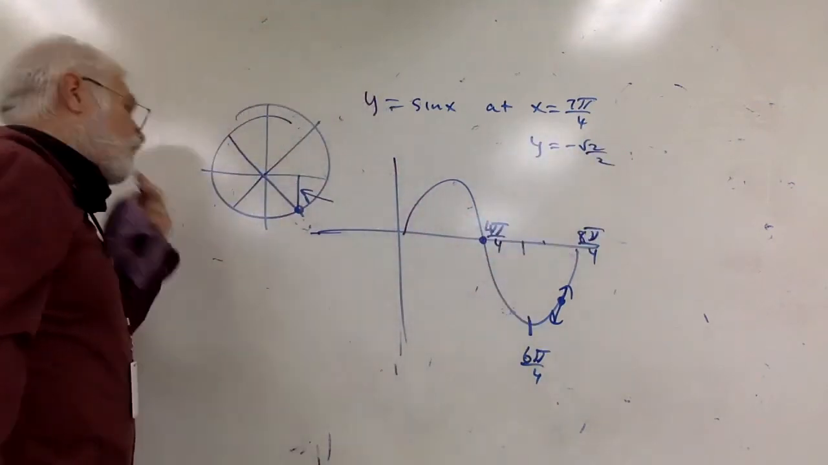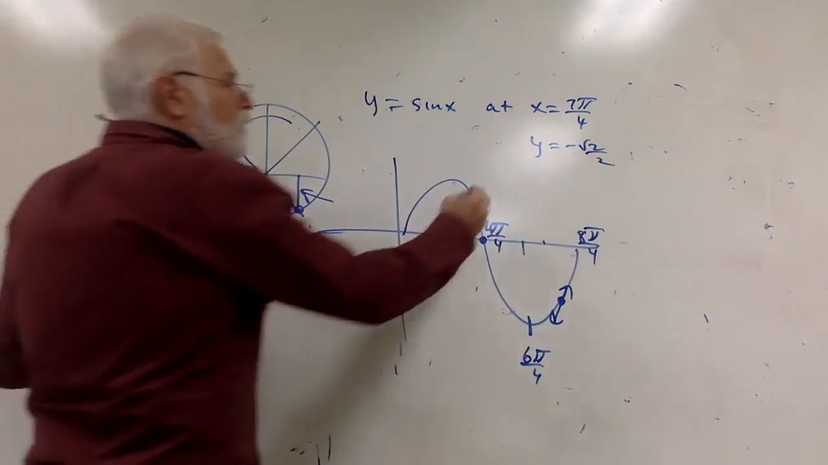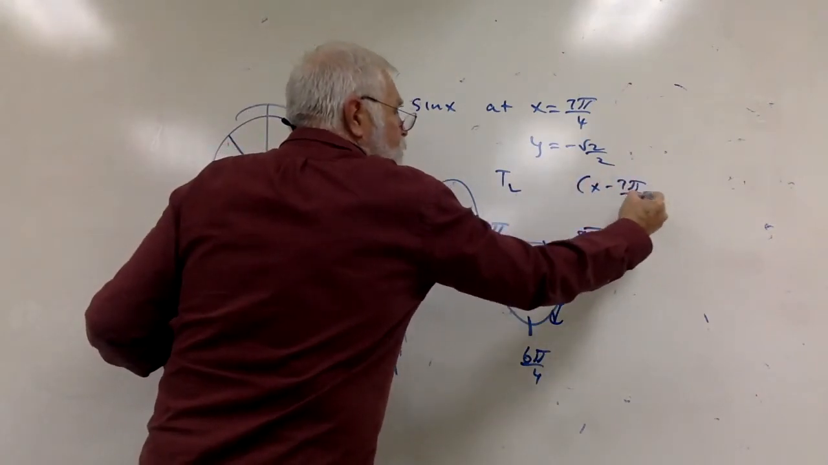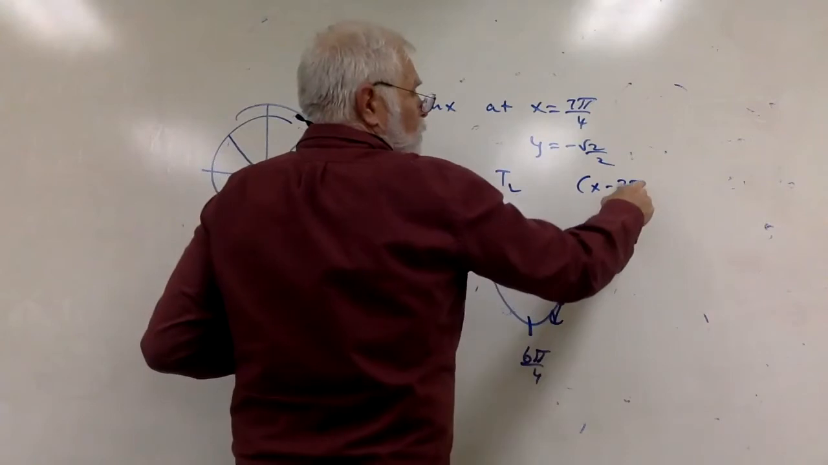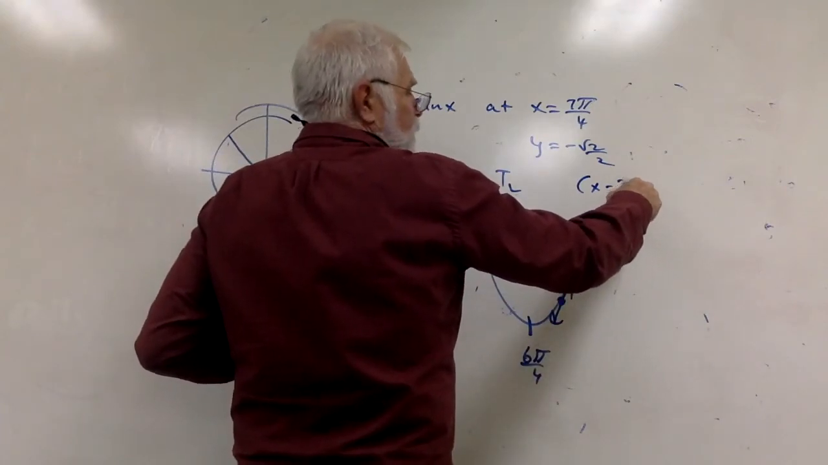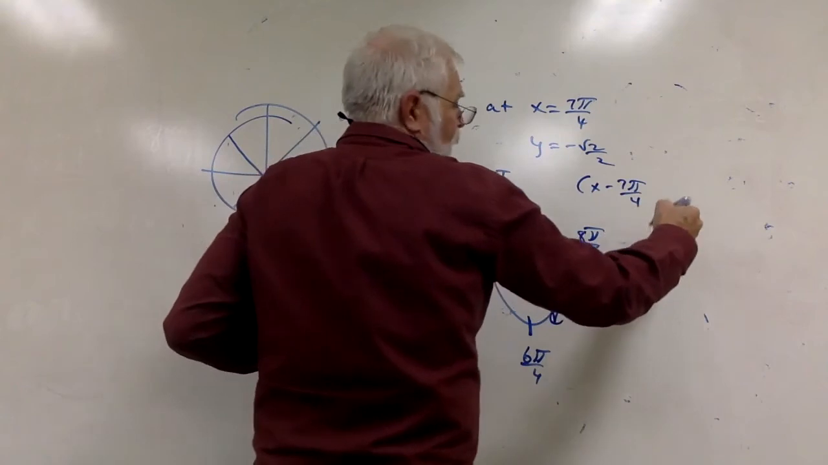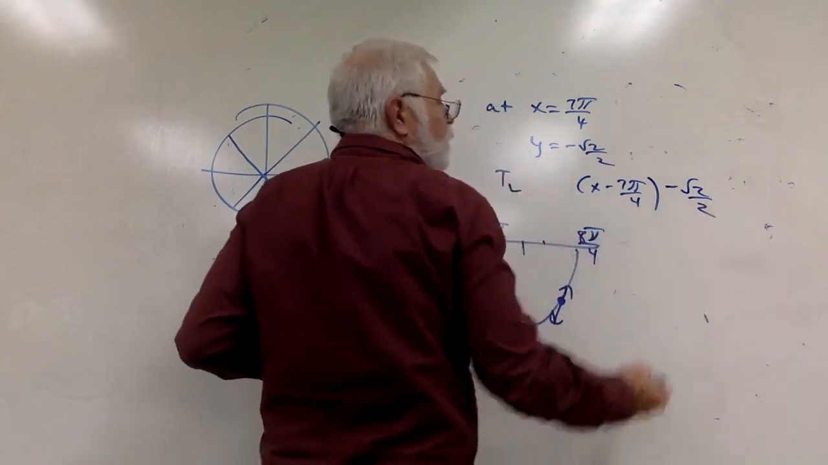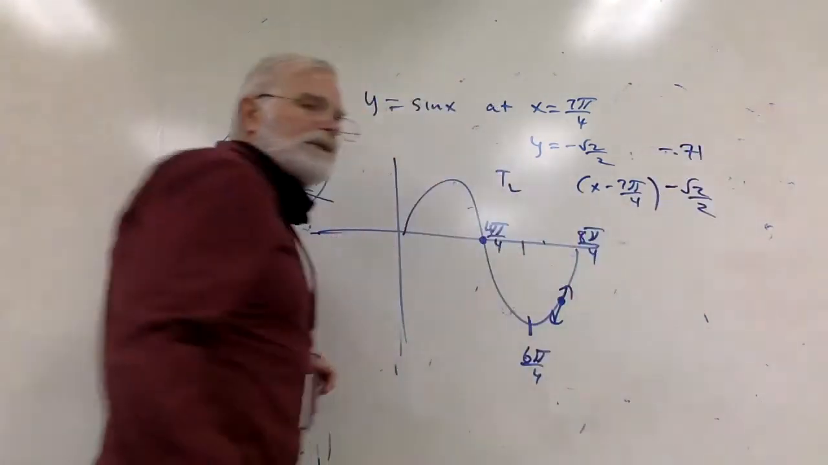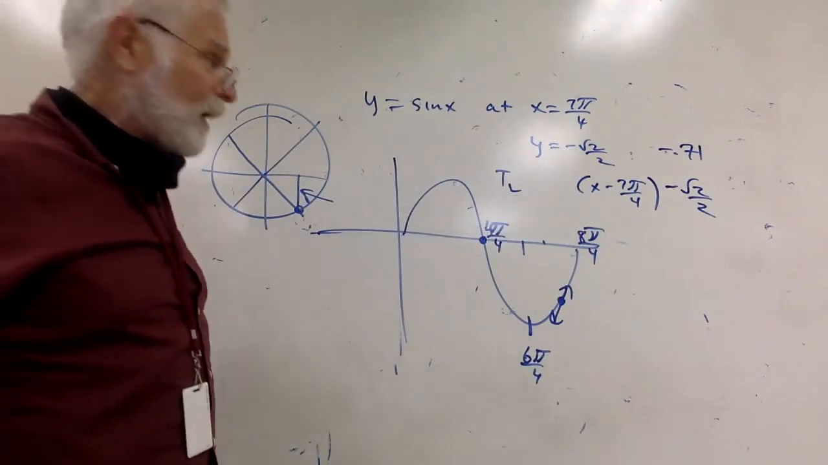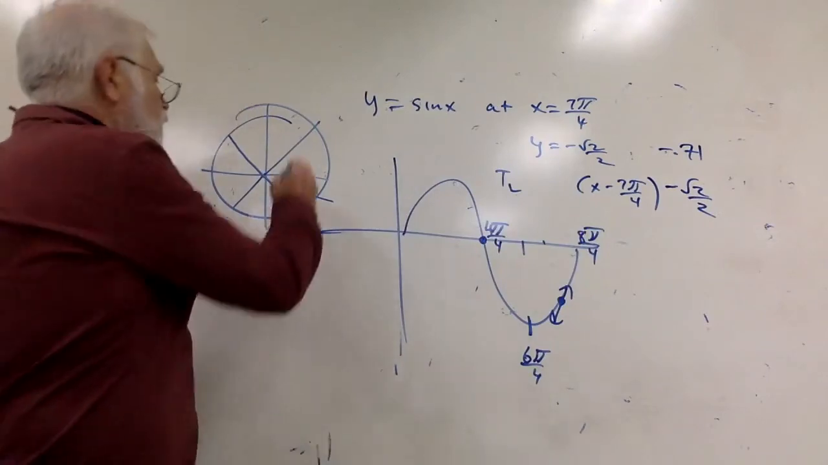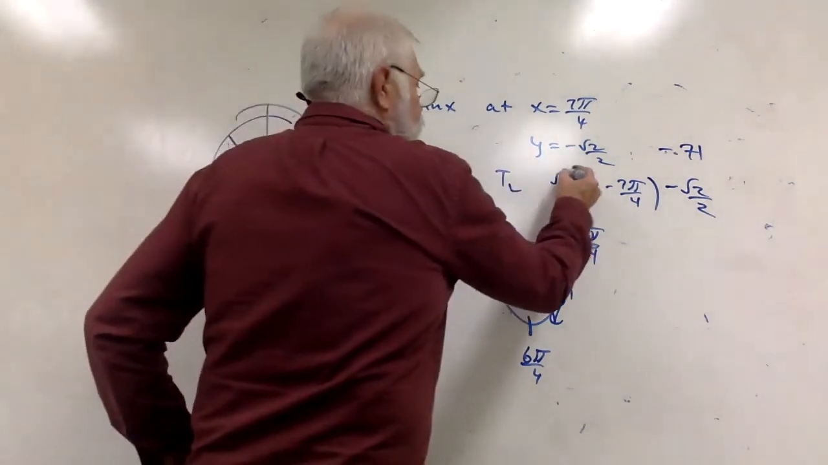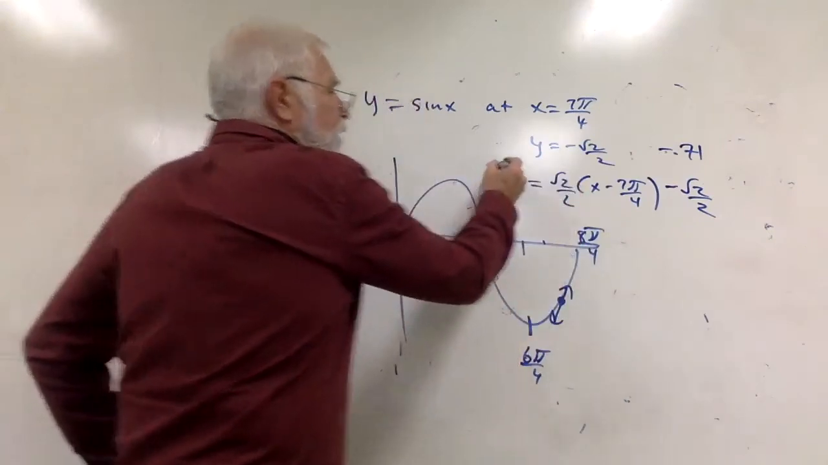Hopefully you've done enough that you followed that very quickly. And therefore, the tangent line, I'm going to do TL from now on, is y equals minus root 2 over 2, which is minus 0.71, plus the slope times x minus 7 pi over 4. So she's just less than a mile south of the border between Mass and Vermont. And the cosine gives us the width. What's the width at 7 pi over 4? Root 2 over 2. So there's your equation of the tangent line.